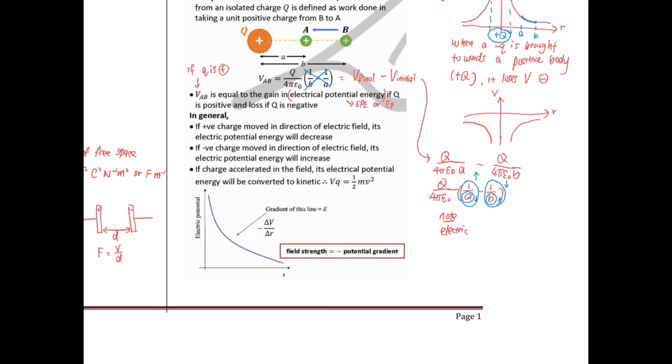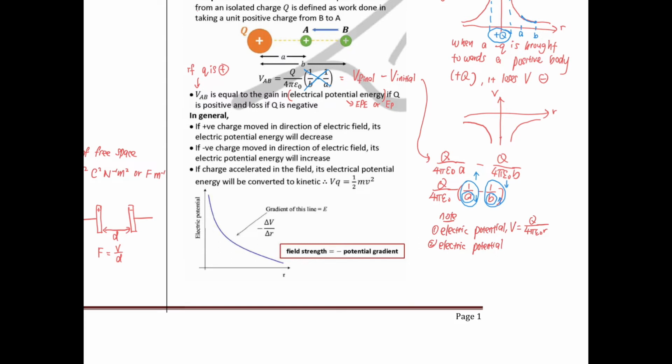Electric potential, which is V, the formula is Q over 4 pi epsilon naught R. That is electric potential, which is work done to bring a unit charge from infinity to a point. Now, what is electric potential energy?